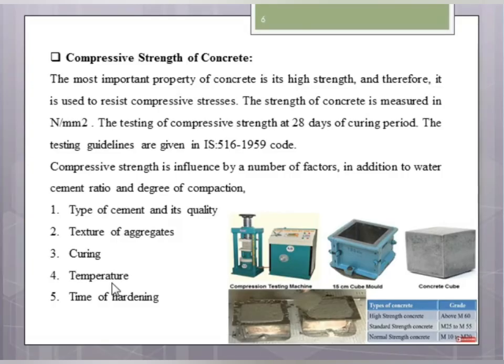Temperature also affects the compressive strength of concrete, at the time of mixing or after the completion of concrete. If there is a heat region, then the evaporation of water from the free water available in the concrete mix will be more. In such a case, the desired workability and compaction will not be achieved, and ultimately it affects the strength of concrete. Time of hardening is related to the setting time of concrete, so that also affects the compressive strength of the concrete.